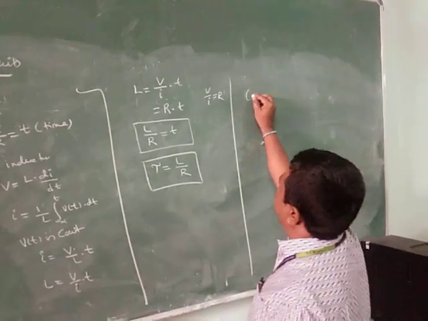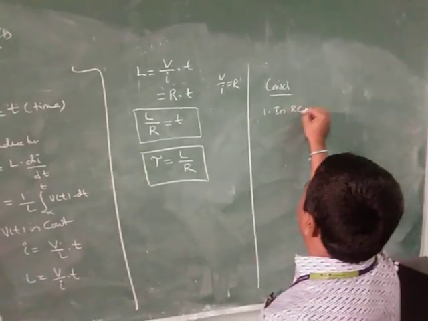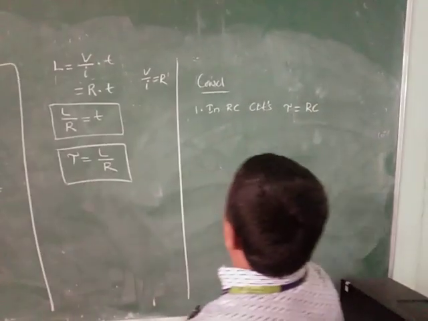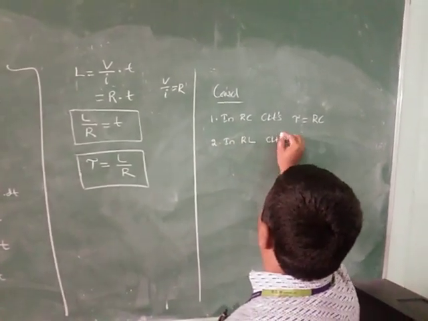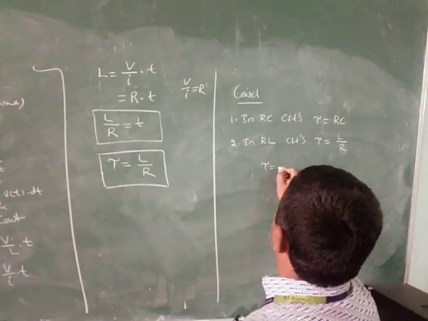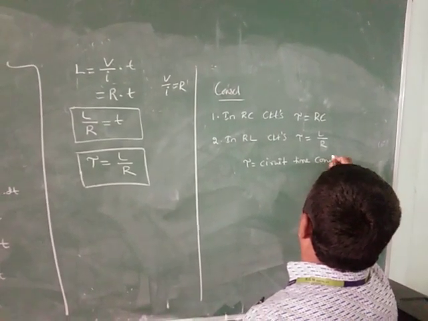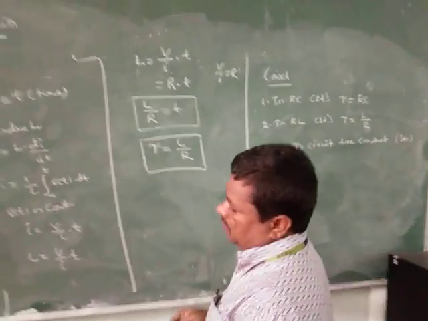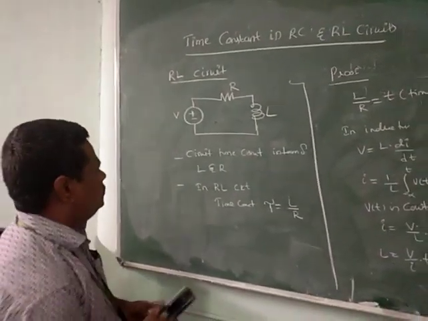The final conclusion is, first one is, in RC circuits, tau is equal to R into C, whereas in RL circuits, tau is equal to L by R, where tau is the circuit time constant. The units of circuit time constant are seconds. So these two are the time constants in RC and RL circuits.